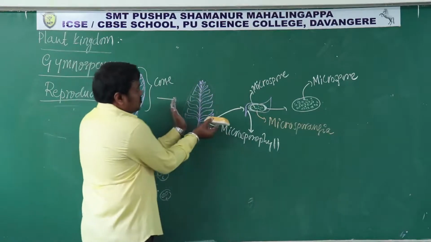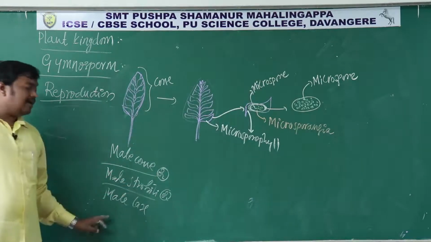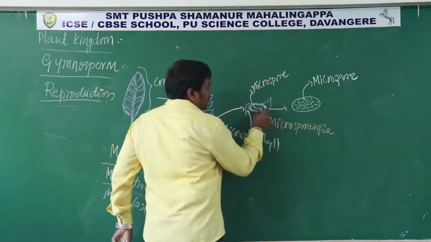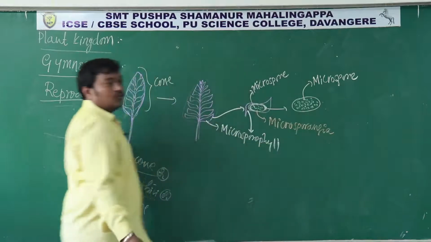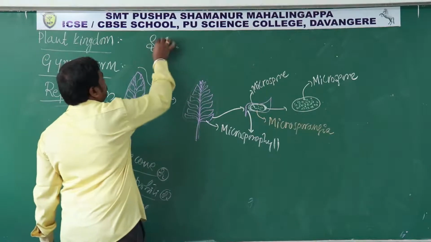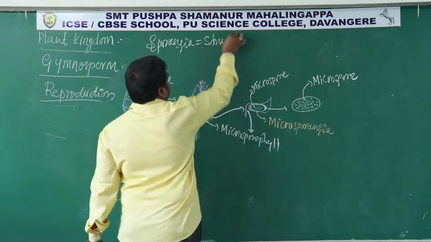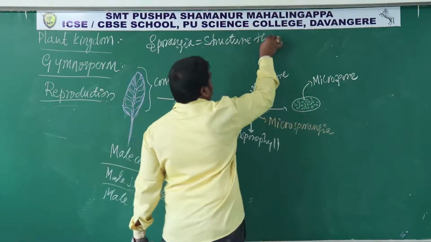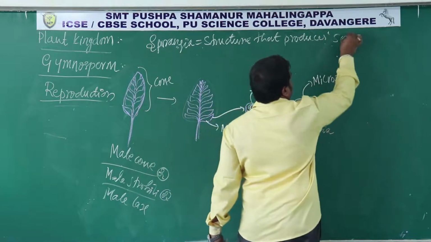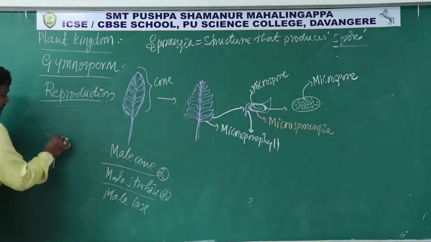Many of those microsporophylls grouped together form a cone. That cone is called either a male cone, male strobili, or male lax. Inside each microsporophyll there is a structure called microsporangia. If you know the meaning of sporangia, it is a structure which produces spores. So in the biological classification chapter itself you studied one thing in fungi.